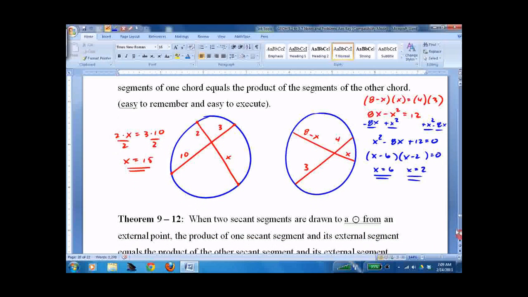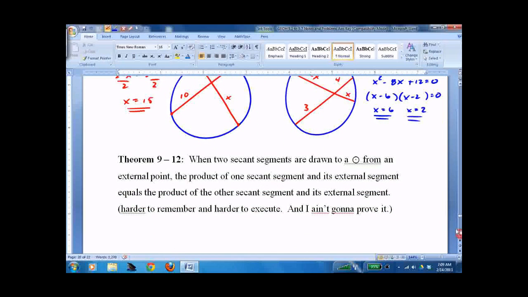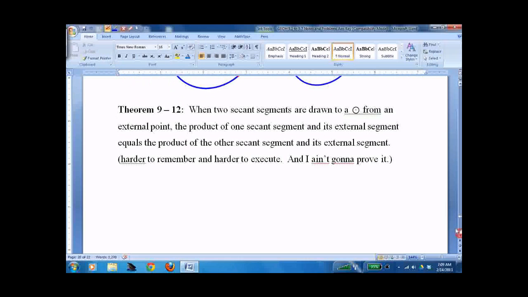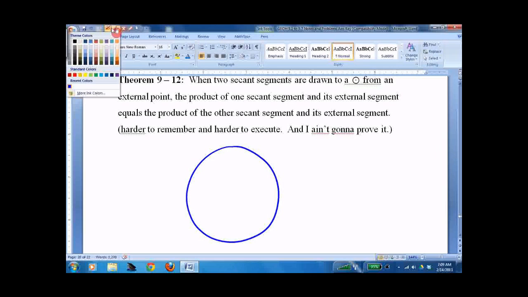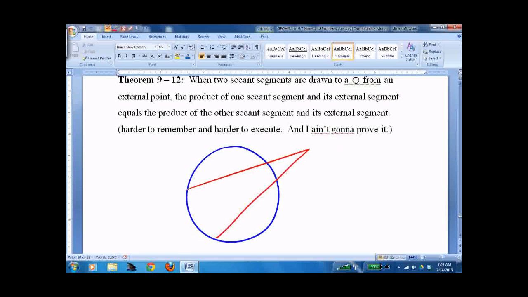So those are two types of problems where they're inside. Now I've got secants. This gets complicated. Finally drawing myself a decent circle. And this is the one that I always mess up. This is the one I find people make mistakes on the most.